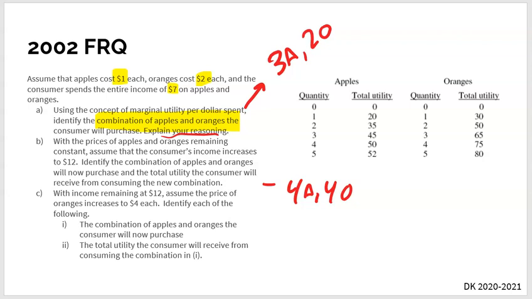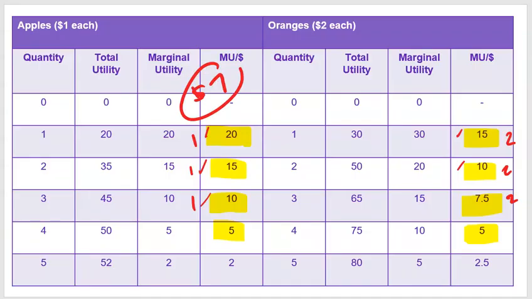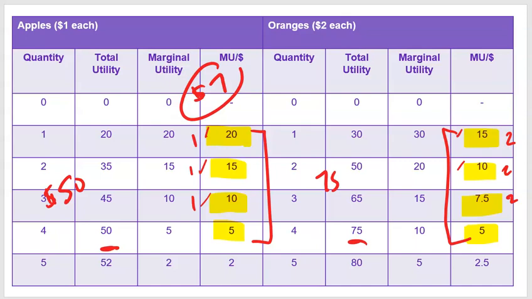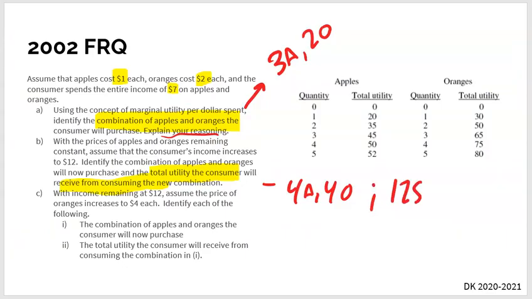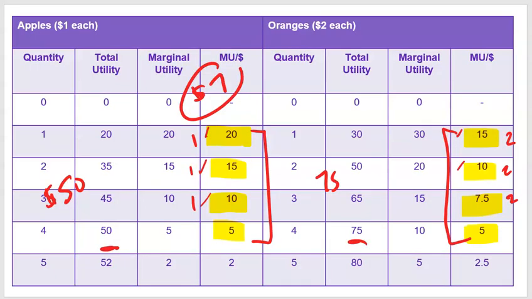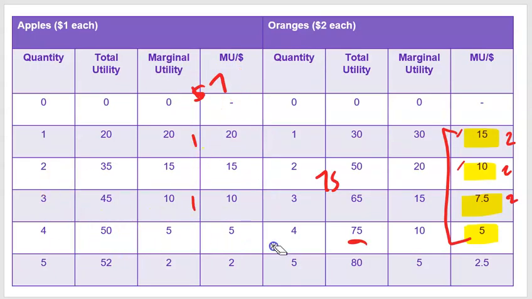But this question is also asking us to figure out the total utility from consuming the new combination here. Remember, for total utility, we can either add up the marginal utility altogether, but we already know what the total utility is here. So buying 4 apples, we're getting 50 in total utility from buying 4 apples. Buying 4 oranges, it's 75, so we just add 75 to 50, which gets us to 125 total utils, or total utility. All right, so moving on to the last part, and then we'll be done.